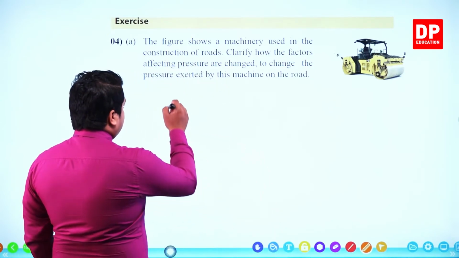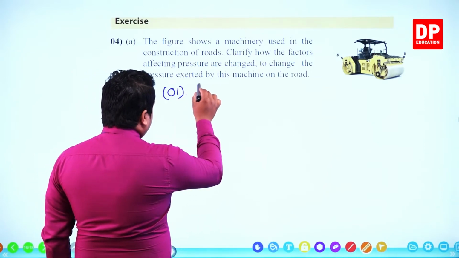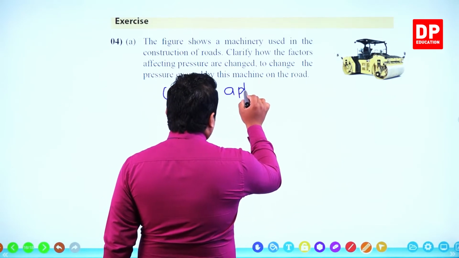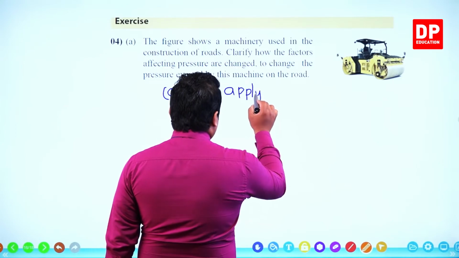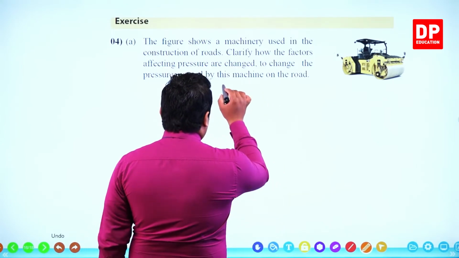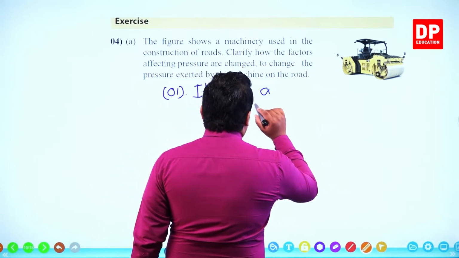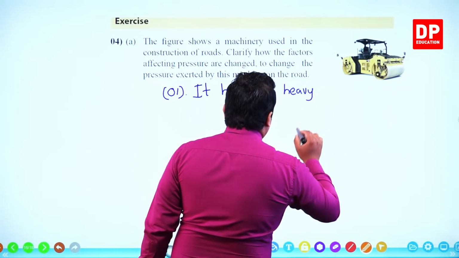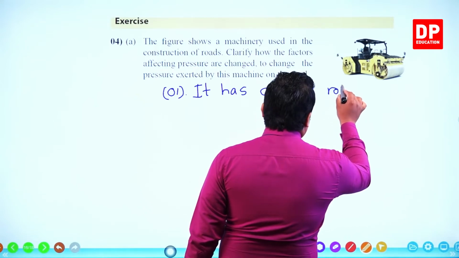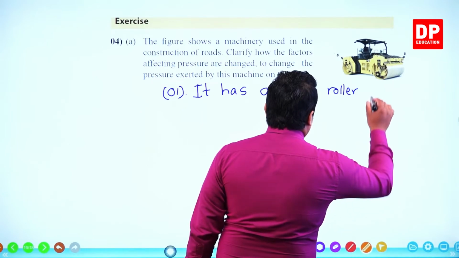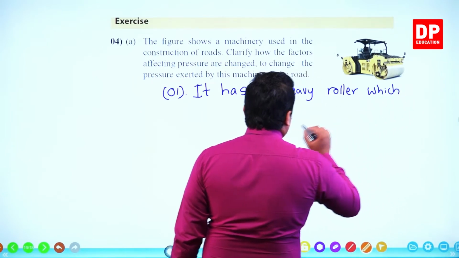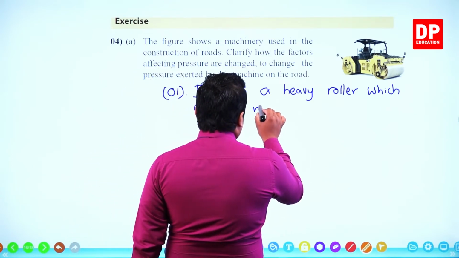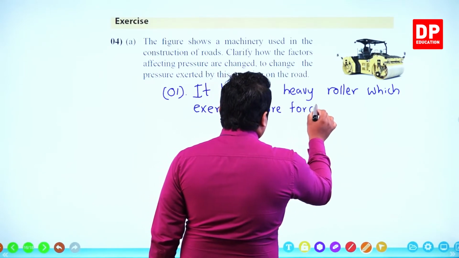So we can write, there are two cases, my dear children. Number one, it has a heavy roller which exerts more force on the ground.